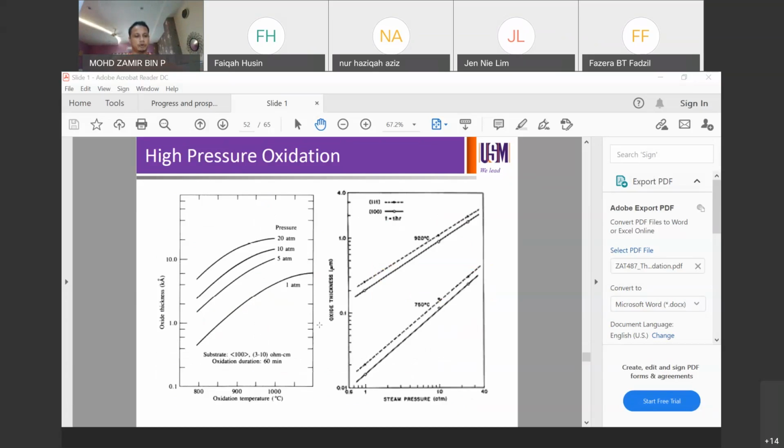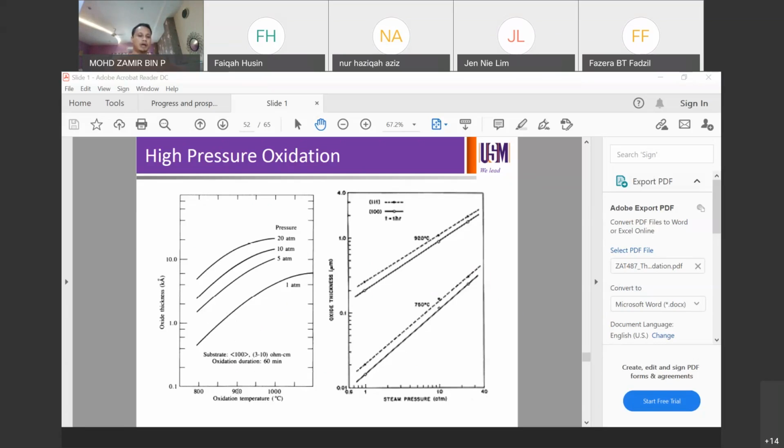So this is the graph to show the effect of the pressure, if you like. On the left hand side, it shows higher pressure, 1 atm is the lowest one, 1 atmospheric pressure. So 5 atm, 10 atm, 20 atm. So if you run your process at 900 degrees C, for example, for this particular chart, at 1 atmospheric pressure, you're going to end up with about 1.0 something kilo angstrom. So that's 1000 angstrom or 100 nano.